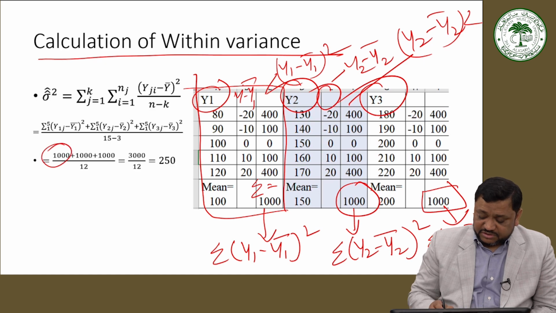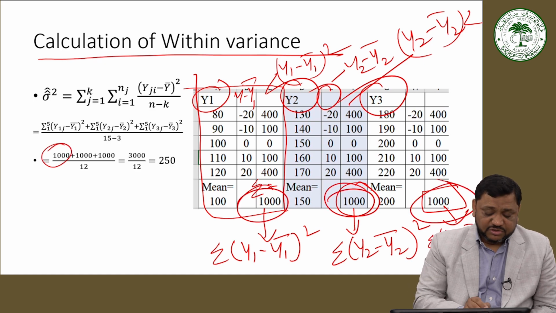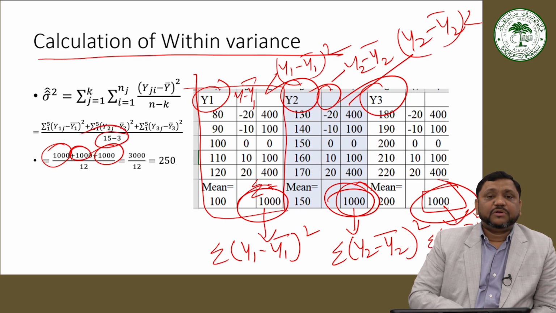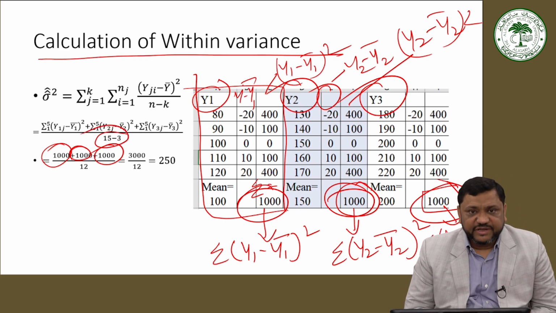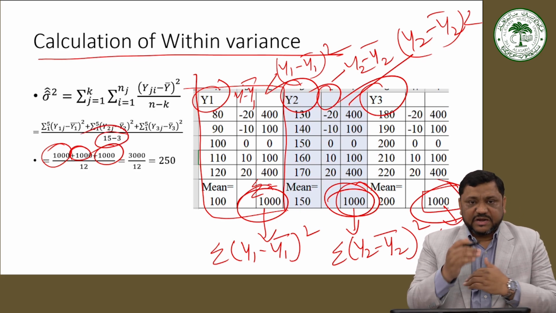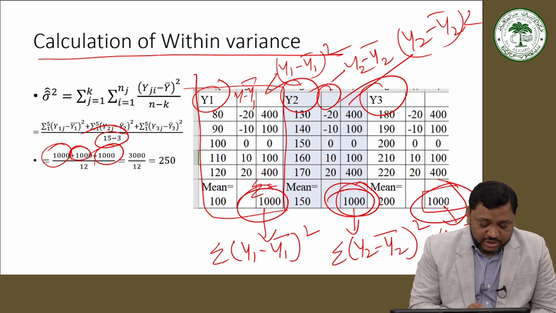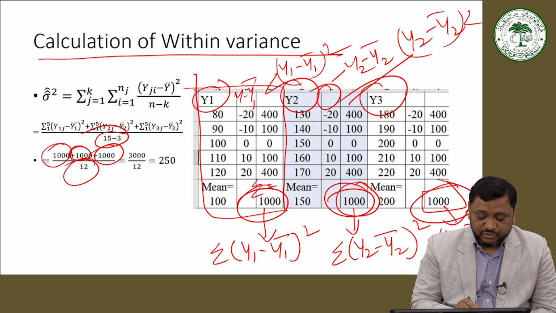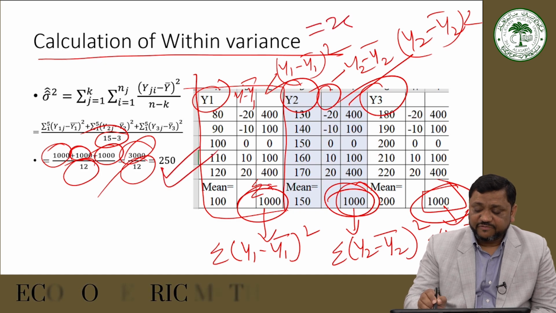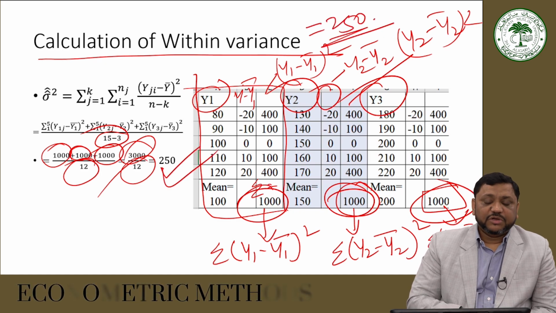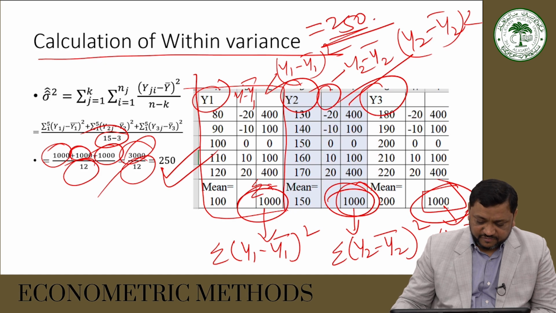So it is 1000, 1000, 1000. Here we write 3000 divided by the total values, 15, minus the number of groups, 3. So 15 minus 3 is equal to 12. So 3000 divided by 12 is equal to 250. This is the calculation of within variance.